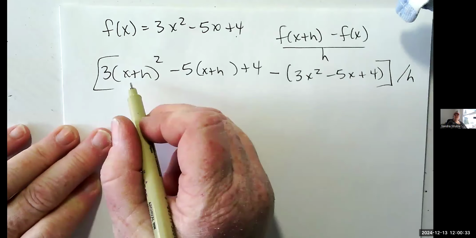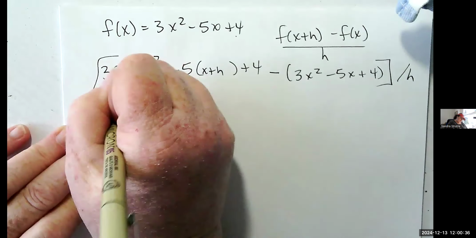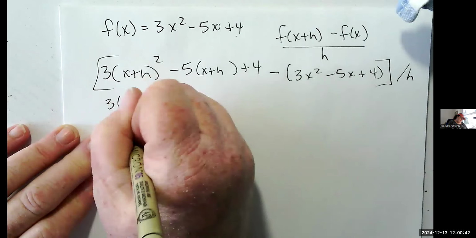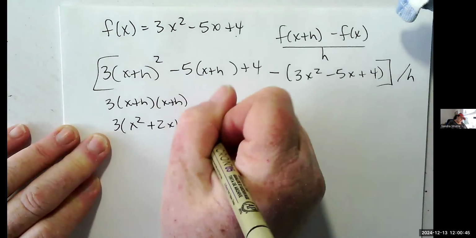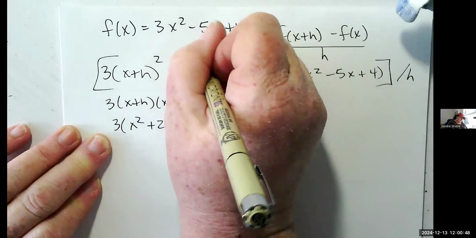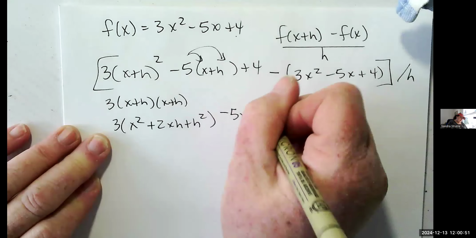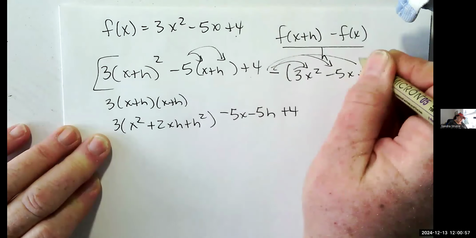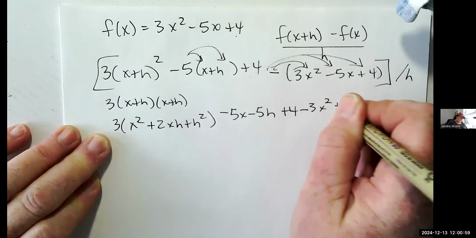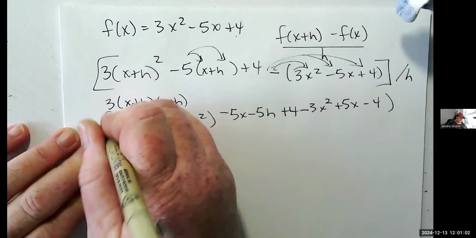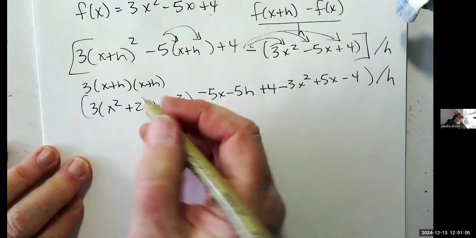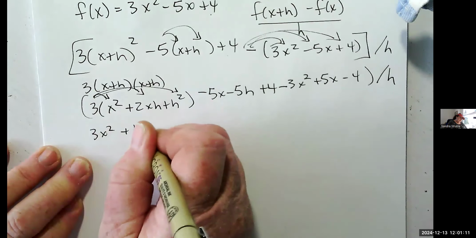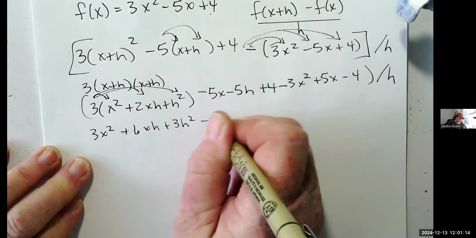Okay. I'm going to FOIL this. So this is 3 times x plus h squared, which is 3 times x squared plus 2xh plus h squared. I'm going to go ahead and distribute: minus 5x minus 5h plus 4. Distribute my negative: negative 3x squared plus 5x minus 4. And all of this is divided by h. Distribute my 3: 3x squared plus 6xh plus 3h squared. Just going to bring everything else down.